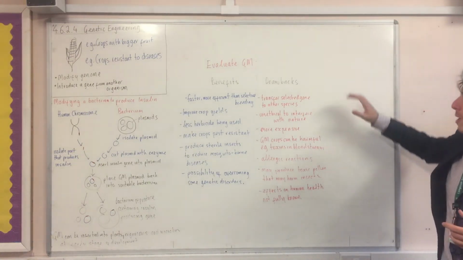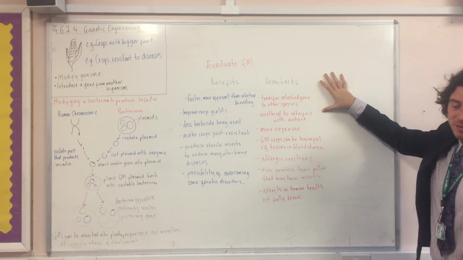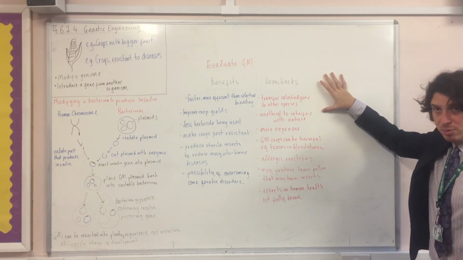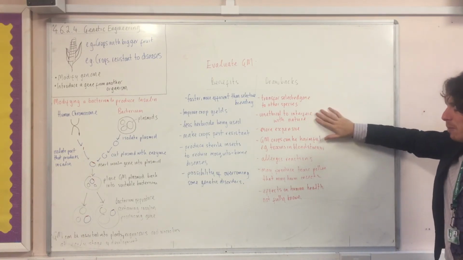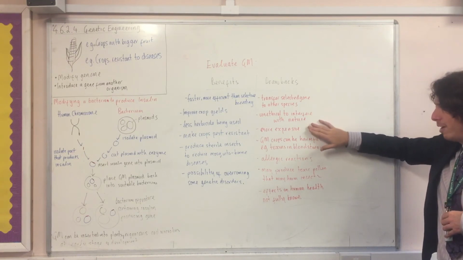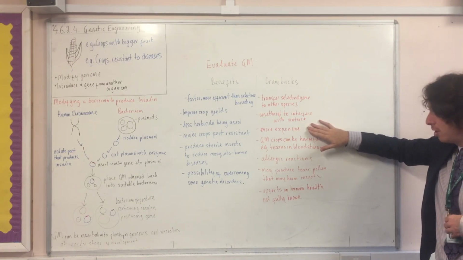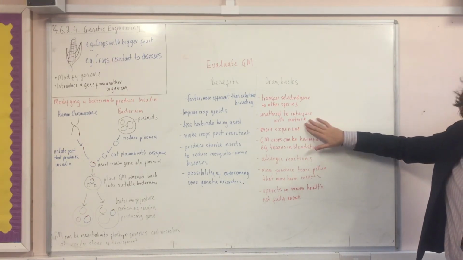If I refer to the drawbacks, that selected gene could be transferred to other species, which may cause species harm. That is one of the drawbacks. Some people say it's unethical to interfere with nature. They also point out the fact it's more expensive to genetically modify than selectively breed. That's a relative term, so you must compare the two.